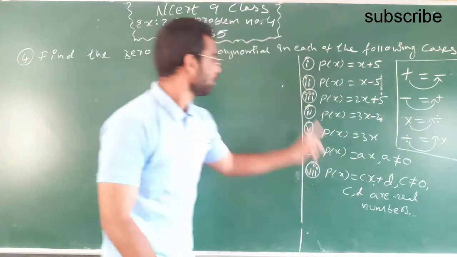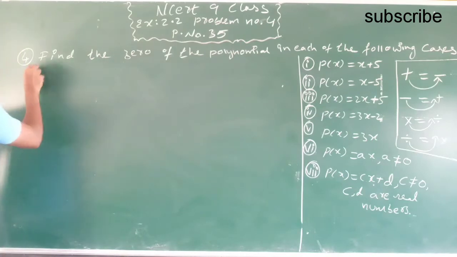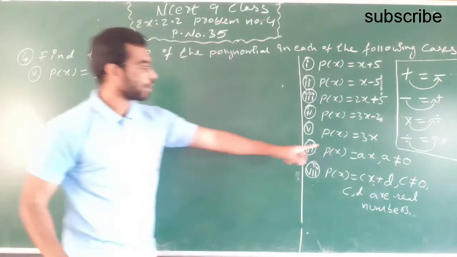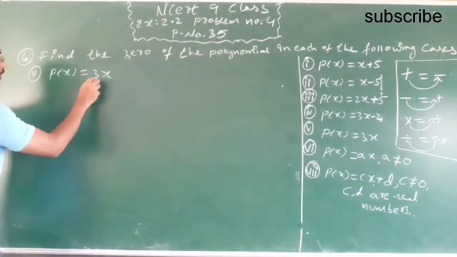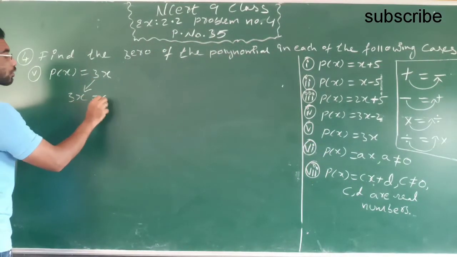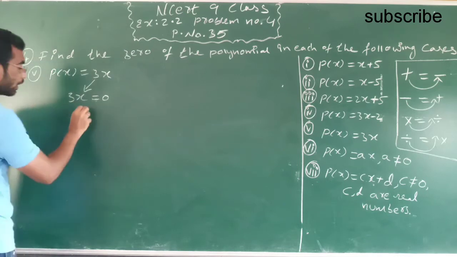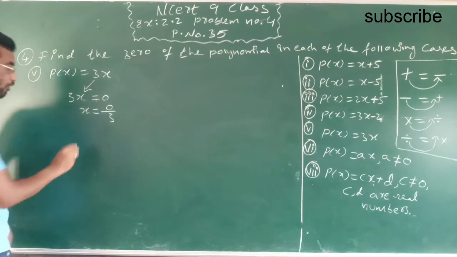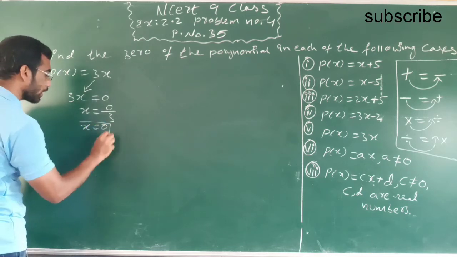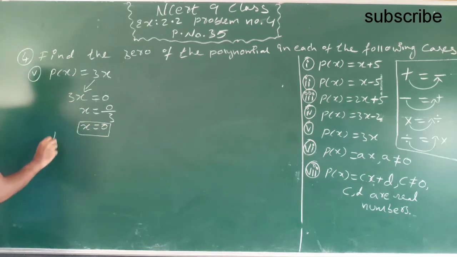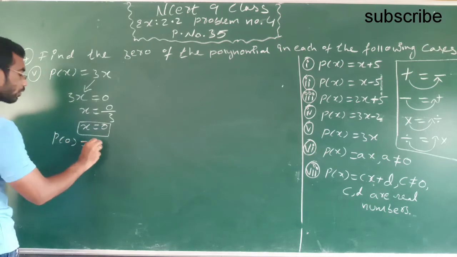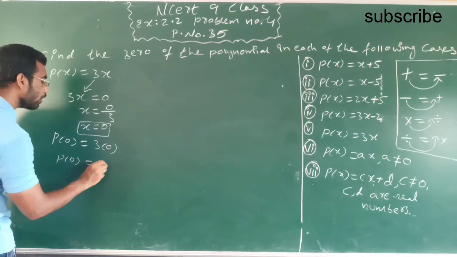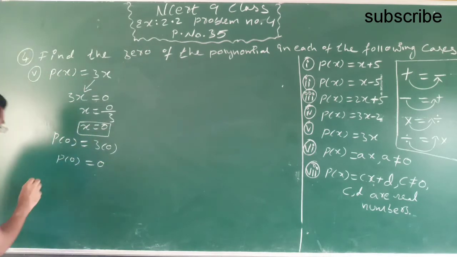Next question, fifth. P of x is equal to 3x. Then 3x is equal to 0. X is equal to 0 by 3. 0 by anything will be 0, so x is equal to 0. Then P of 0 is equal to 3 into 0. That is, P of 0 is equal to 0.